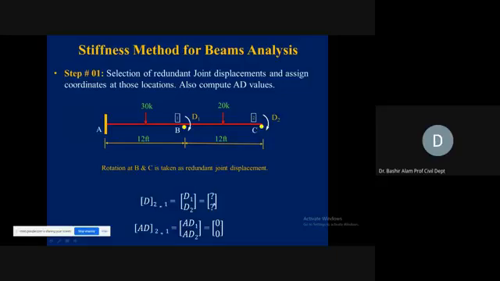And here clearly we write down their D1 and D2. These are our unknown target values, so we will be finding D1 and D2. Now corresponding to D1, we don't have any moment, so we put 0 value. And at C also, corresponding to D2, again we don't have any external moment applied, so this is also equal to 0.